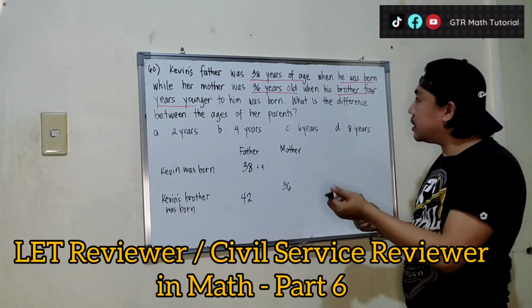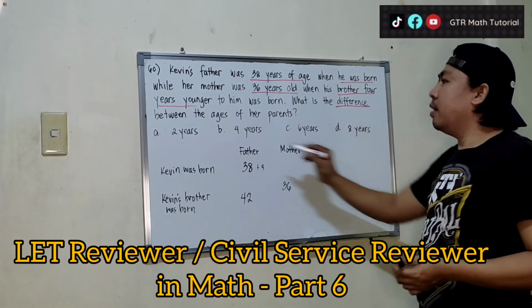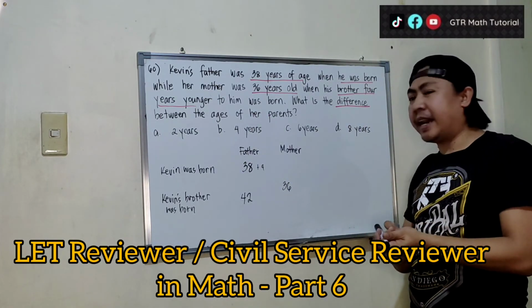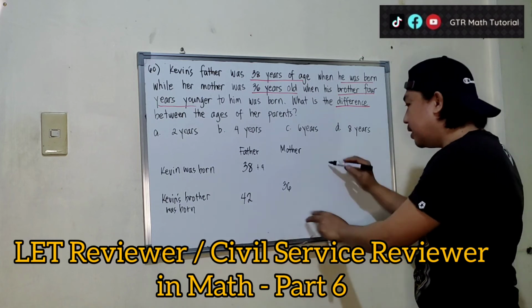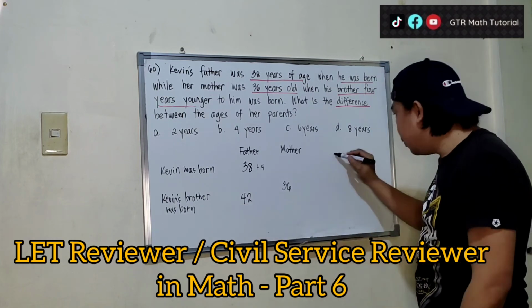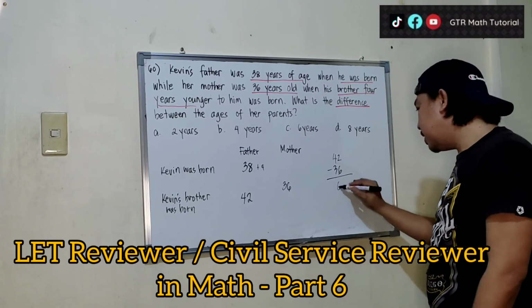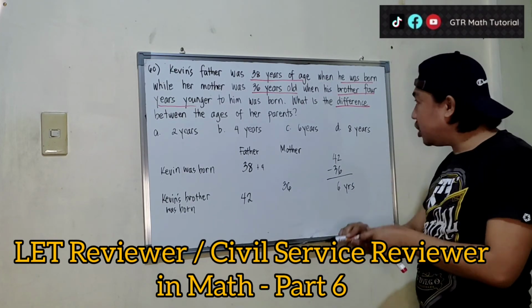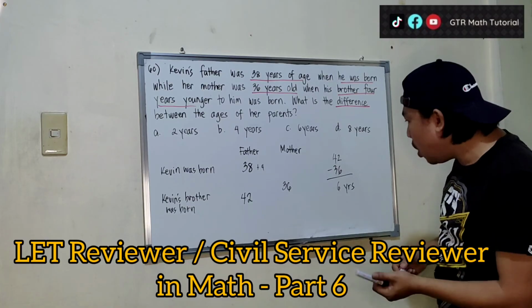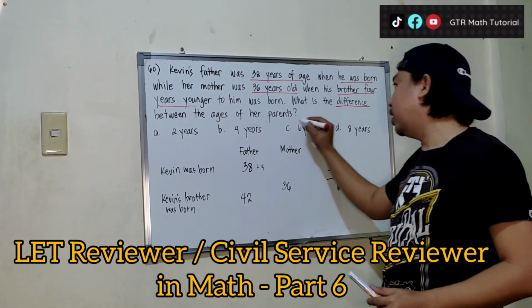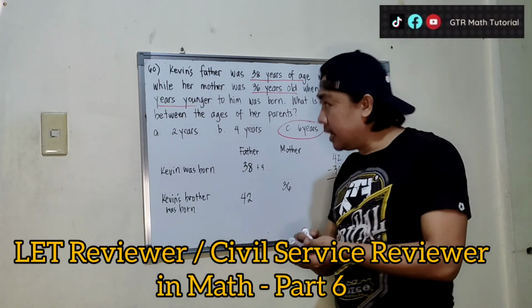So, the question is, what is the difference between the ages of her parents? So, yun na yung sagot natin. So, just subtract 42 minus 36. So, ayan na. 42 minus 36 equals 6 years. 6 years ang age gap nila, ang difference. So, therefore, the correct answer is letter C.